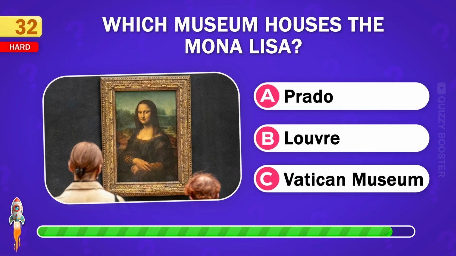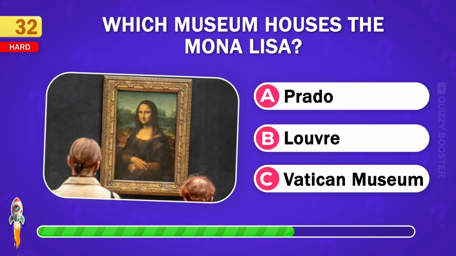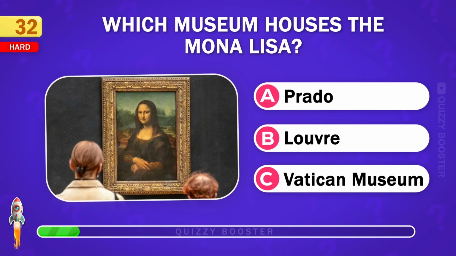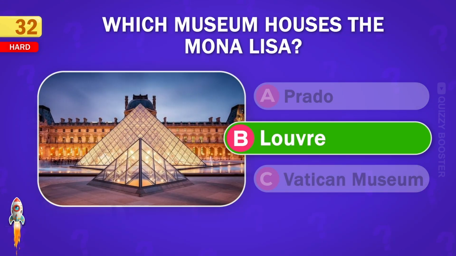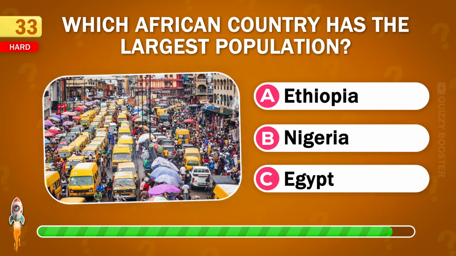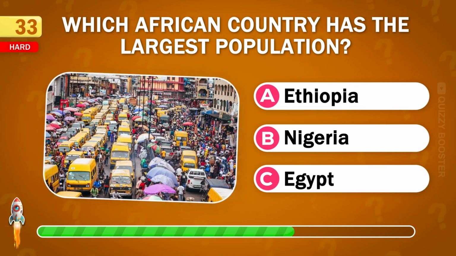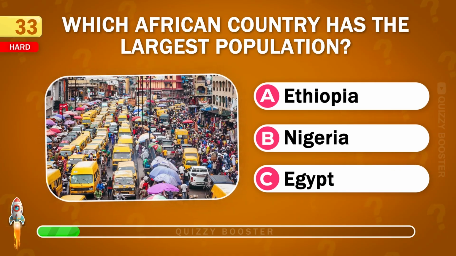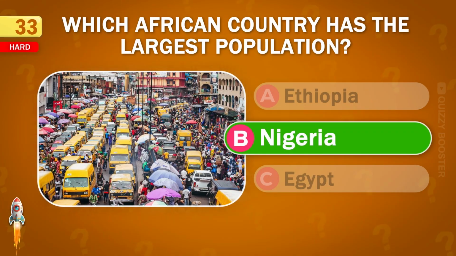Which museum houses the Mona Lisa? Louvre Museum, located in Paris, France. Which African country has the largest population? Nigeria. It has a population of 242 million people.